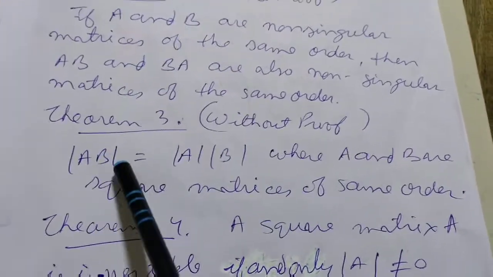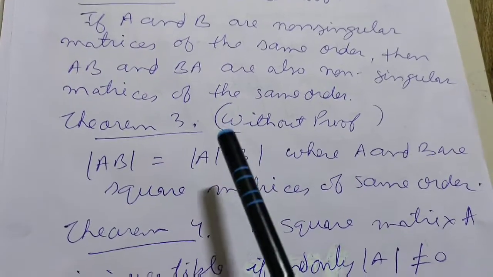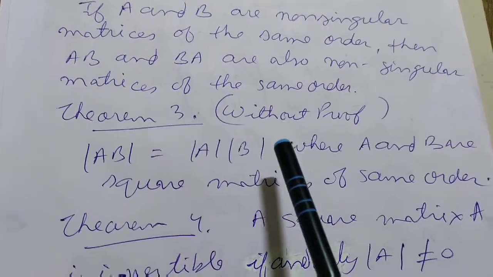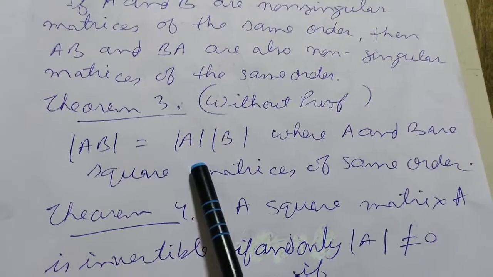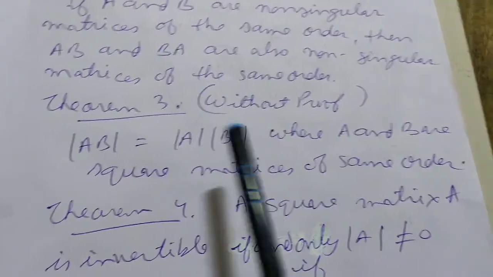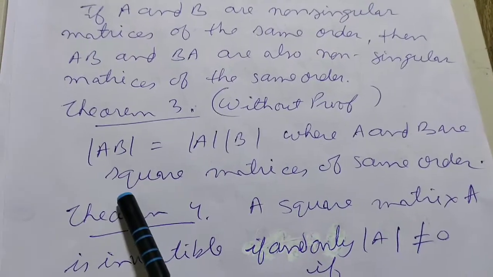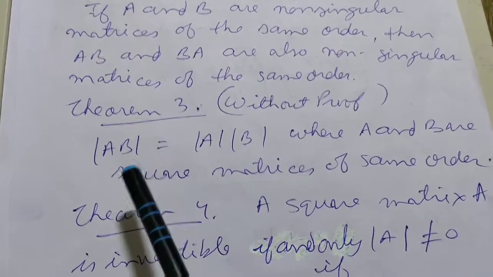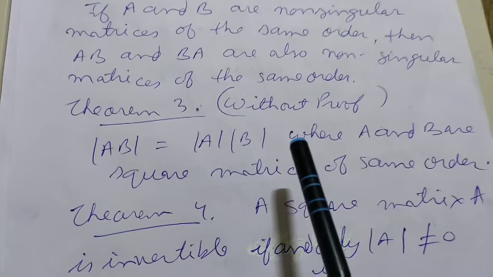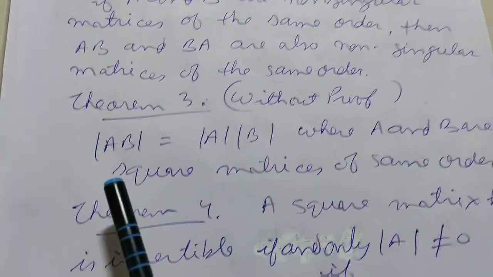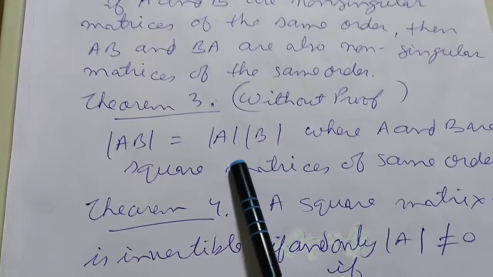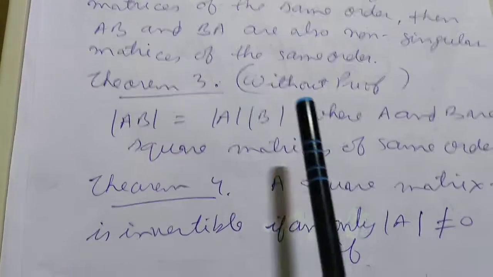Next one, determinant of AB will be equal to determinant of A into determinant of B. So sometimes in word problems it is like this. They are asking you to find the value of determinant of B, and determinant of AB and determinant of A are given to you, but determinant of B is not given. So this is one important theorem that is to be applied in such questions. So again, what is that? Determinant of square matrix AB is equal to determinant of A into determinant of B.